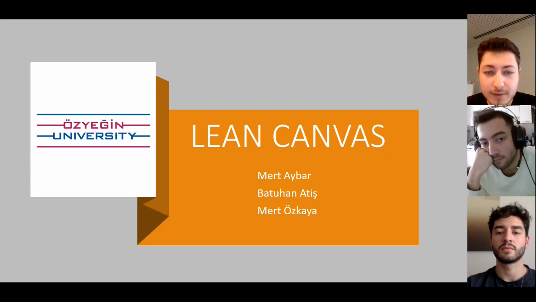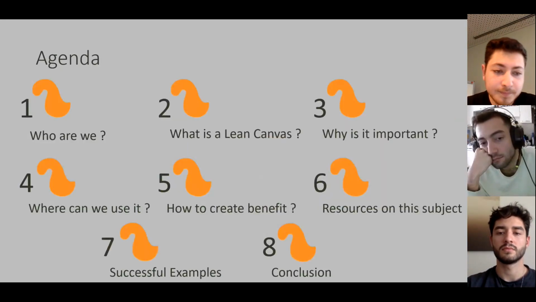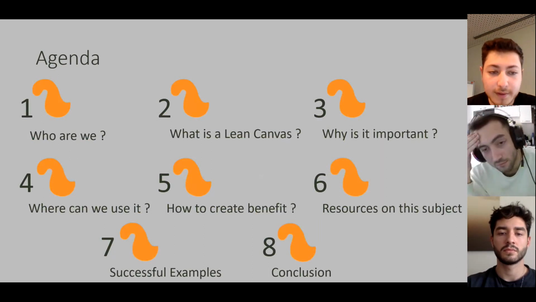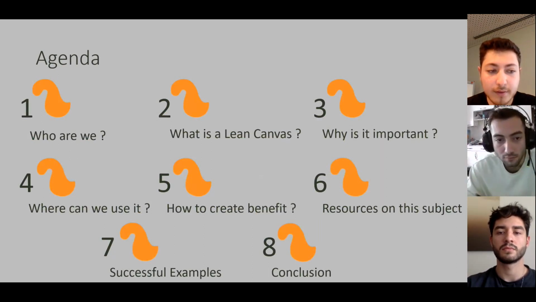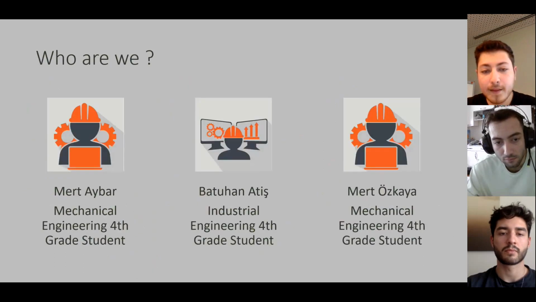We are going to present Lean Canvas today. This is our agenda for this presentation. We will begin with introducing ourselves and continue with the most important issues of Lean Canvas. Then we will give some resources and successful companies with this methodology. Lastly, we will finish our presentation with the conclusion part.